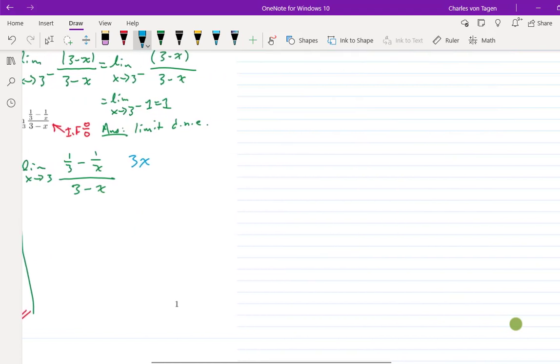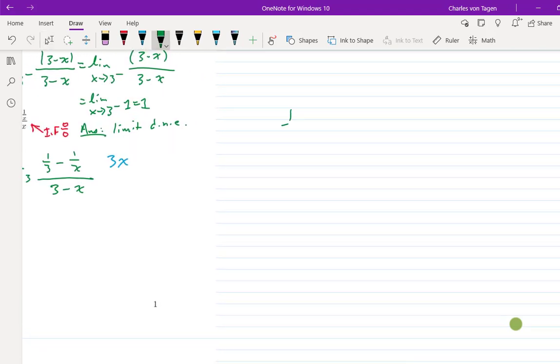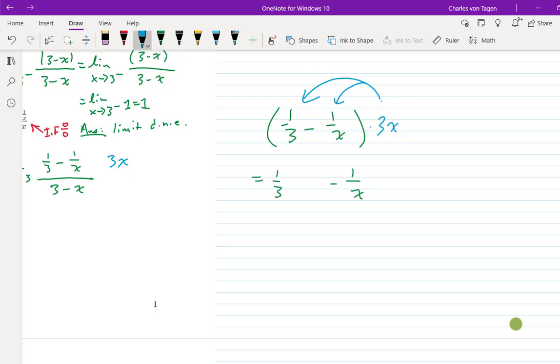If somebody said, take 1/3 minus 1 over x and multiply it by 3x, you would distribute this to both terms. And if you did so, you would get 1/3 times 3x and 1 over x times 3x. Everyone see that? I need a thumbs up, thumbs down, because this is just going to keep building, so I got to know: are we okay with that? Anyone not okay with that step?